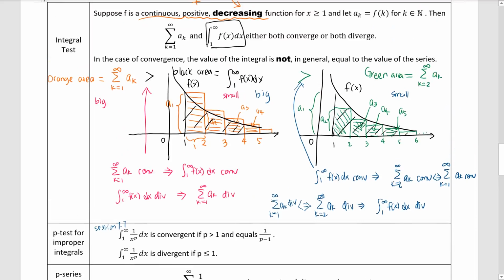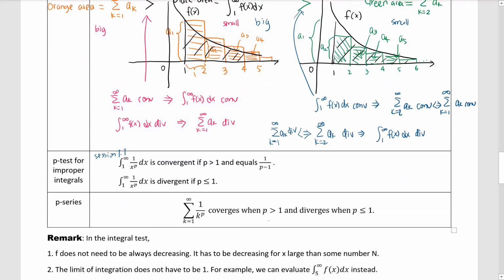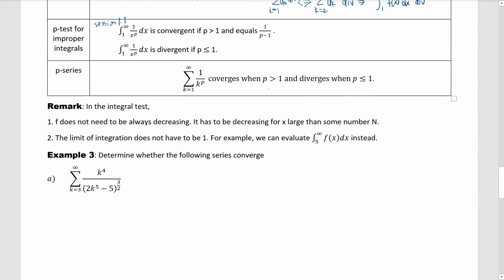Like the previous example, you can see that the areas are not the same. They're either both finite or both infinite, but when it's finite, the area might be different. Okay, finite area could be 1, it could be 2, it could be 5. It is not necessarily the same.